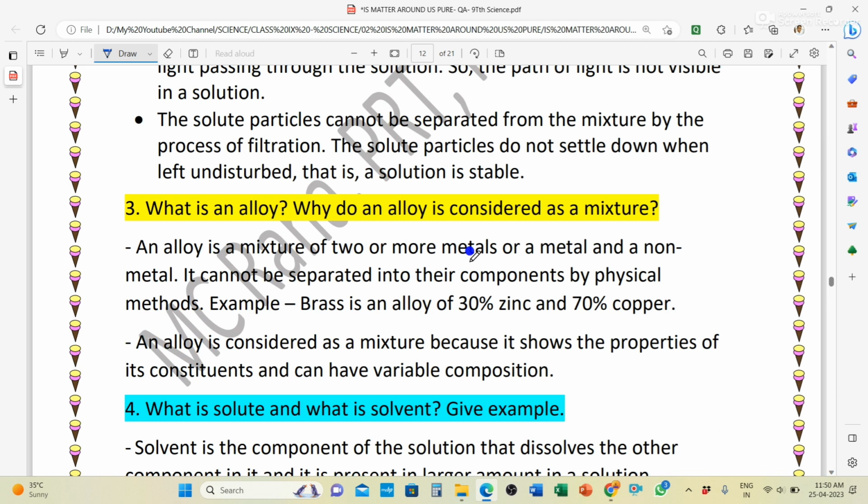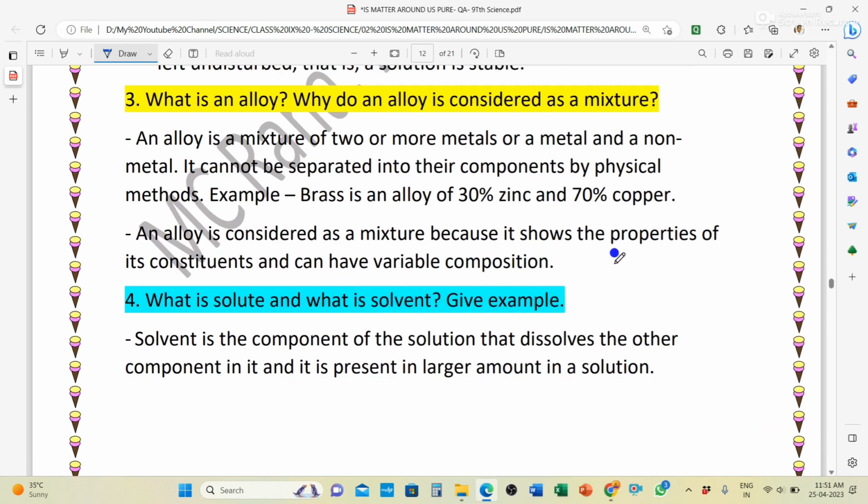Then what is an alloy? Why is an alloy considered a mixture? An alloy is a mixture of two or more metals or a metal and a non-metal. It cannot be separated into its components by physical methods. Example, brass is an alloy of 30% zinc and 70% copper. An alloy is considered a mixture because it shows the properties of its constituents and can have variable composition. Mixtures have variable composition and they show the properties of all of their constituents or components.